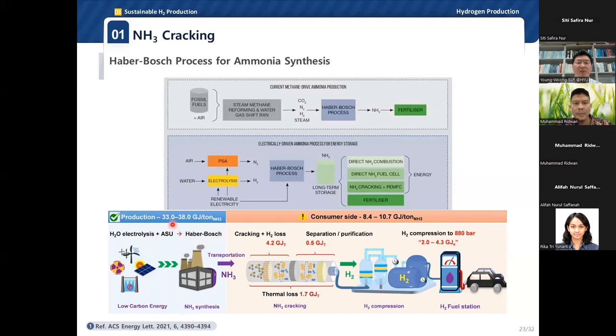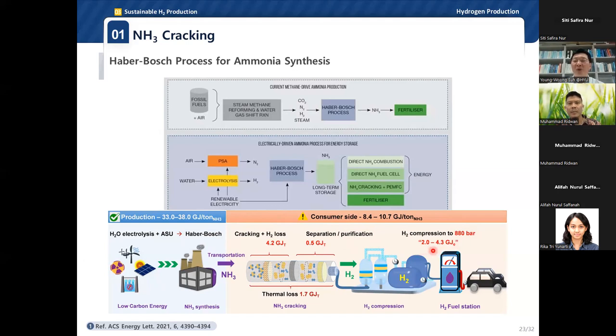So here, this is the amount of energy to produce ammonia. Just look at the number, 33 to 38 gigajoule per ton of ammonia. So this energy should be used for this side. And then hold here. This is the ammonia cracking first, then separated and purified, and then the hydrogen refueling station over here, and the 800 HFAR.